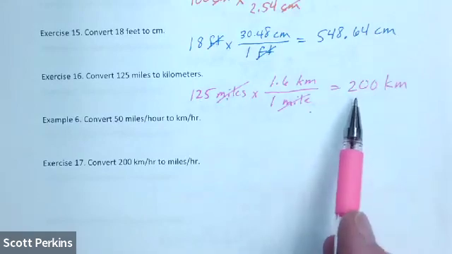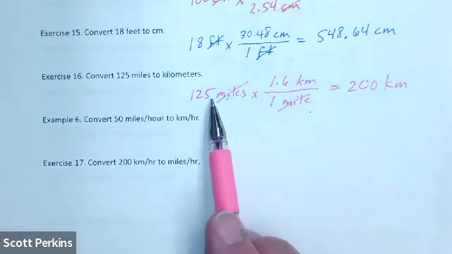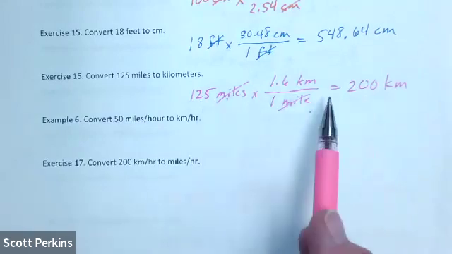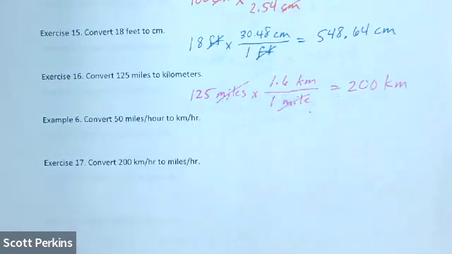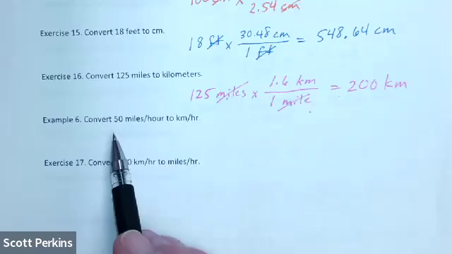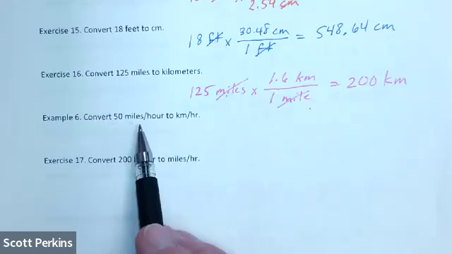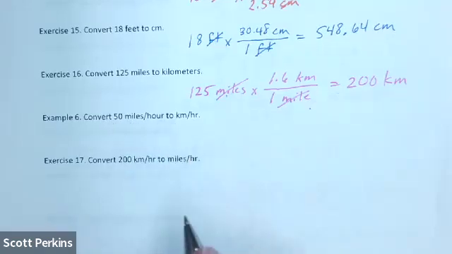Now remember, I know there's more kilometers, but that's the same distance. It's just a different unit for measuring the same thing. All right, my last example of this and your last problem in this section is this. What if I have a rate? So now I've got 50 miles per hour. I want to know how many kilometers per hour am I going?